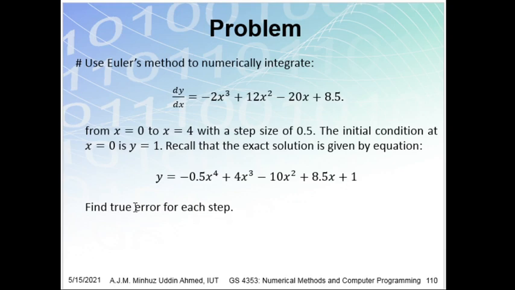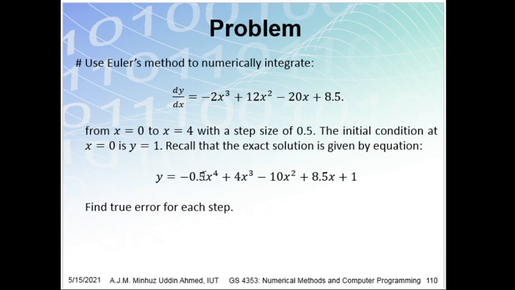If it doesn't ask for any particular error, global or local, then you will have to find out both errors, global and local, for each step. But if it says find local true error for each step, then you will be only finding local true error. If it says find global true error for each step, then you will be finding only global true error. Unless it is specified, you will be determining both local and global error for each step.